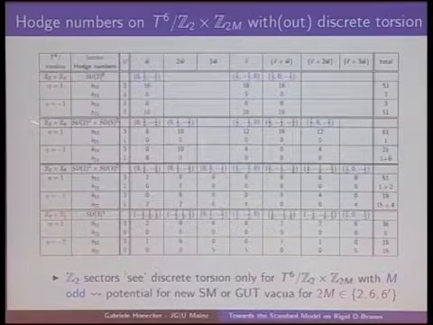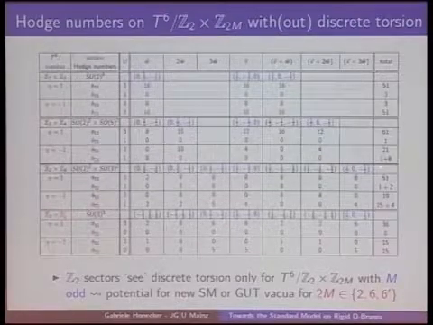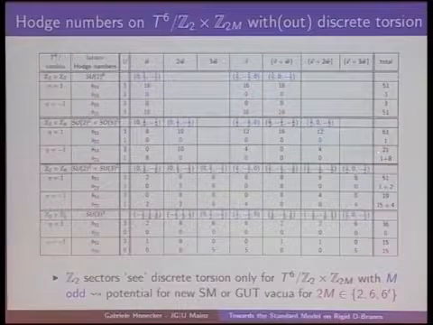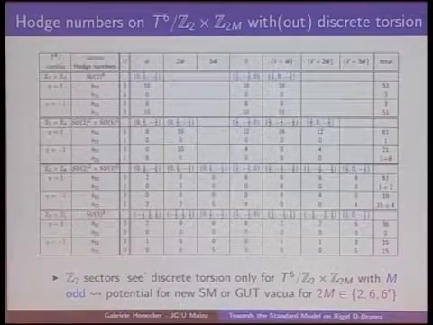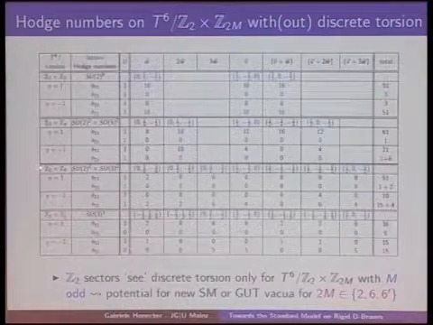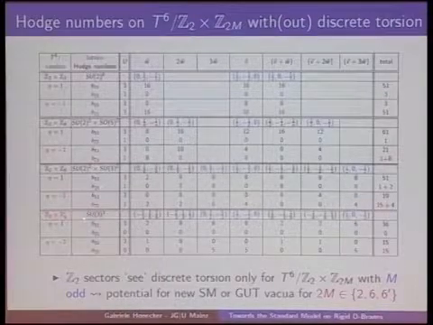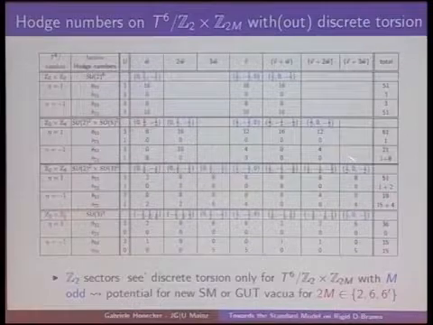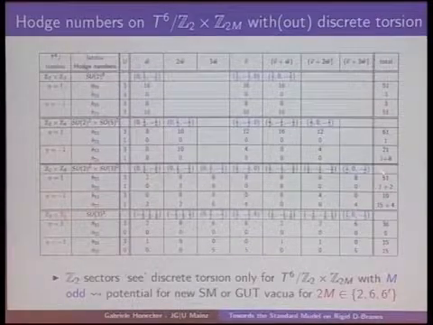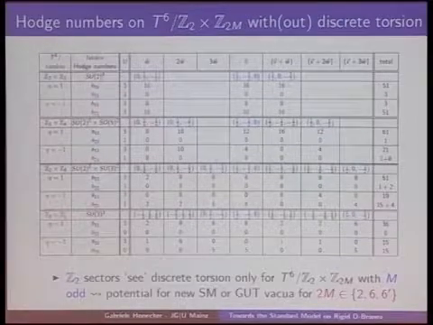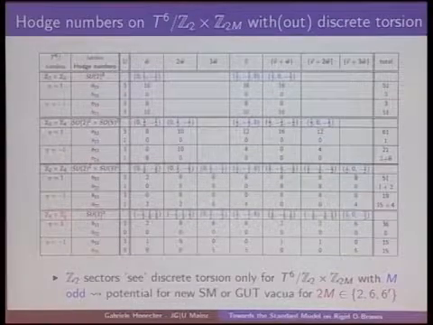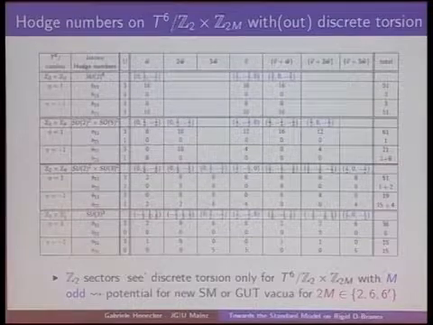The Z2 times Z4 would be the next simplest, but the fact that here we don't get more 3 cycles means that we can't use it for model building. So there are 2 cases left over, Z2 times Z6 and Z2 times Z6 prime. In both cases, you can see that from the case without torsion to the case with torsion, the total number of moduli you have reduces. You don't get rid of all the moduli, but you reduce the number.